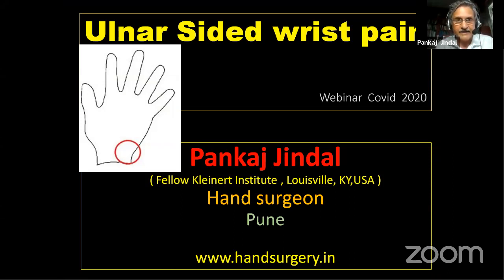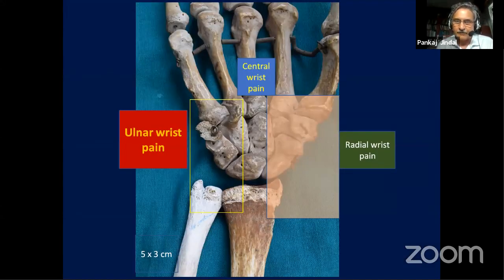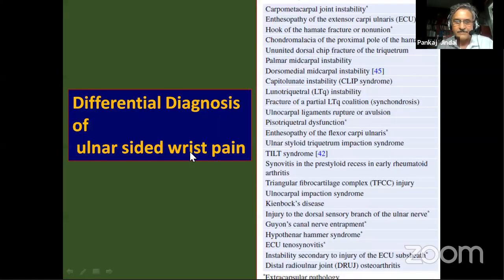It's an extremely common condition. We have problems on the radial side, problems in the center of the wrist, and problems on the ulnar side. This 5 cm by 3 cm area creates a lot of problems. Almost 30 of them are enumerated here, and it's almost difficult to remember any of them.